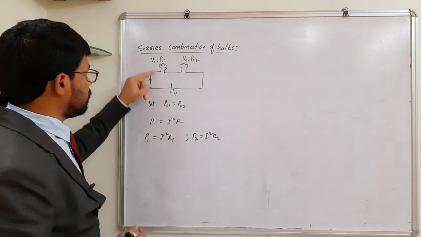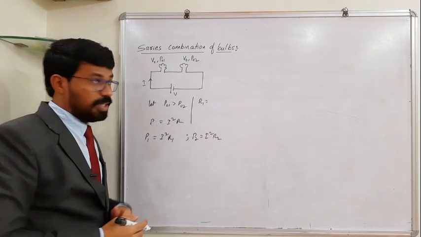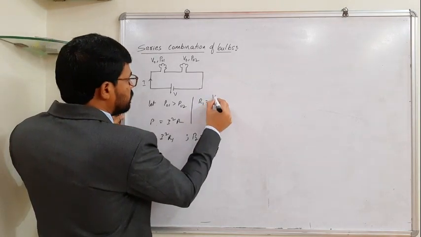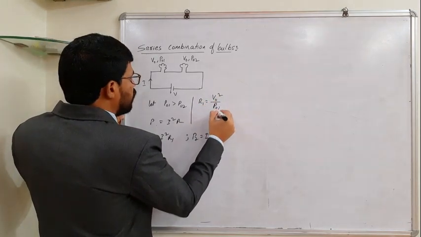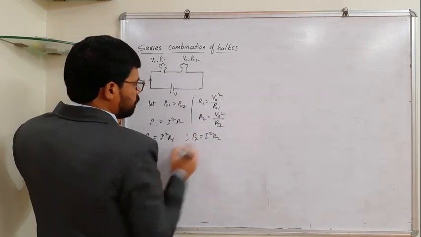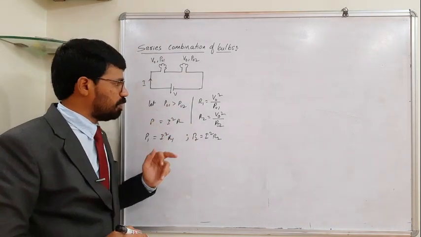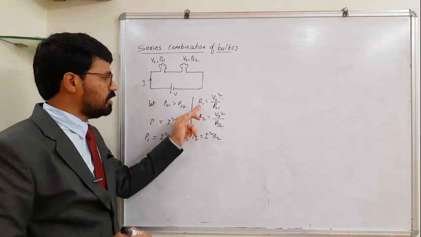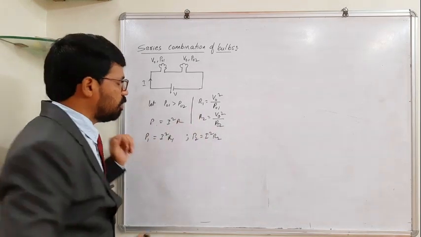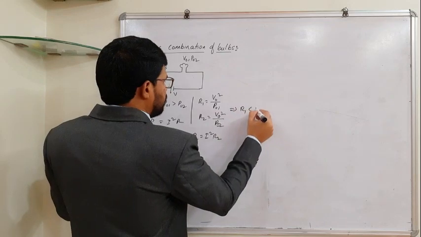What about the resistance of the first bulb and the resistance of the second bulb? You can write them here. In terms of power rating and voltage rating, the resistance of the bulb can be expressed as R1 equals V0 square by P01, and R2 equals V0 square by P02. If you observe these two equations carefully, given our assumption P01 greater than P02, R1 is less than R2, because P01 is large when compared to P02. So R1 will be less than R2.